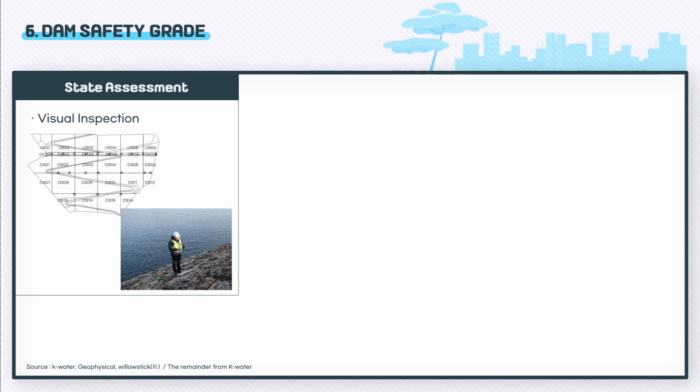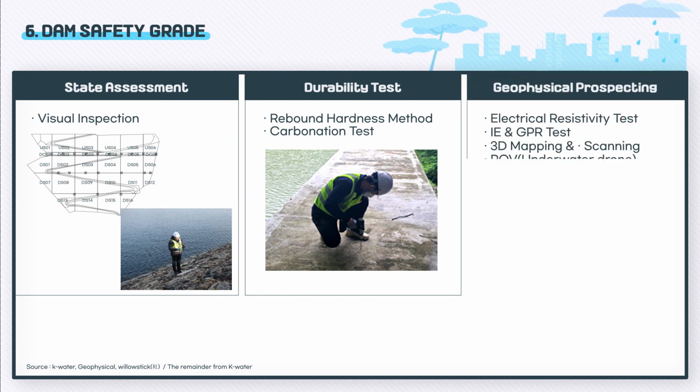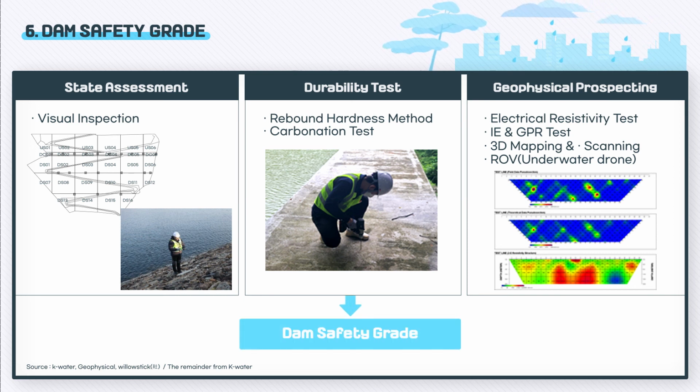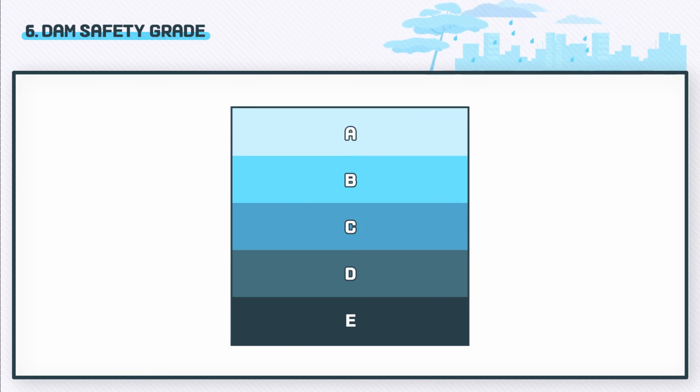For a safety inspection, the result of a state assessment based on exterior research, a durability test to understand the state of materials, including the rebound hardness method and a carbonation test, and the result of geophysical prospecting, including the state of geological features and the ground or underwater investigations are combined to ultimately determine the safety level of a facility. The safety levels are classified into 5 different categories from A to E.